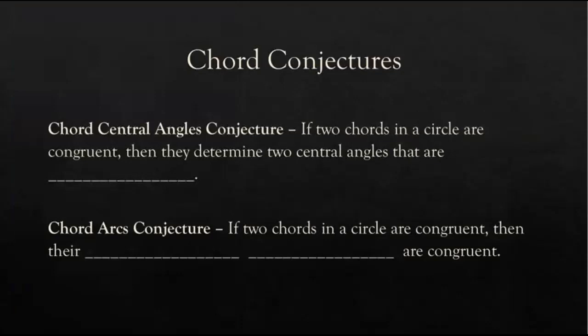Our chord central angles conjecture: if two chords in a circle are congruent, then they determine two central angles that are also congruent. And what about the chord's arcs conjecture? If two chords in a circle are congruent, then their intercepted arcs are also congruent.